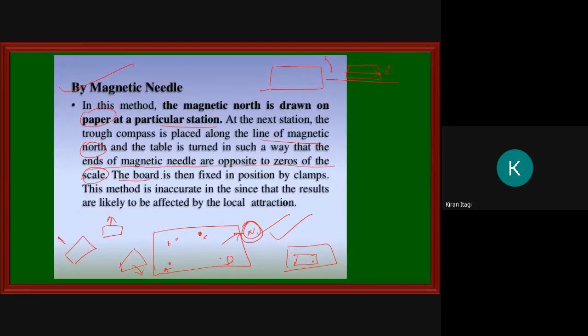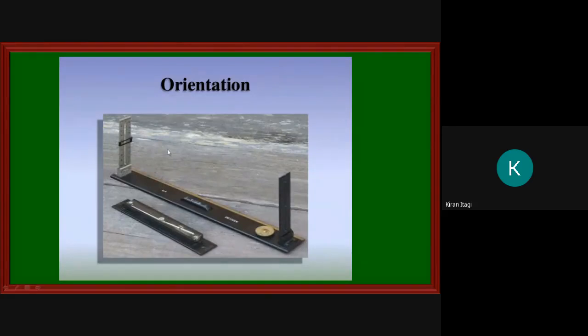Then the board is fixed in position by the clamp. This method is inaccurate in the sense that the results are likely to be affected by local attraction. You are placing the compass. If there are any electric poles, due to electromagnetic radiations, there may be some fluctuations. So, if there are no local attractions, you can go for orientation by magnetic needle. If not, you can go for the backsight.